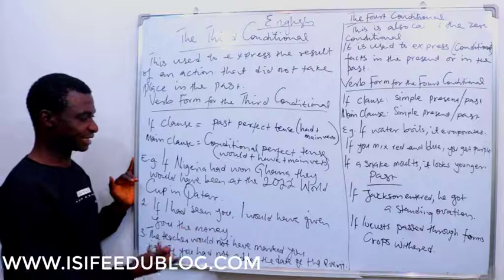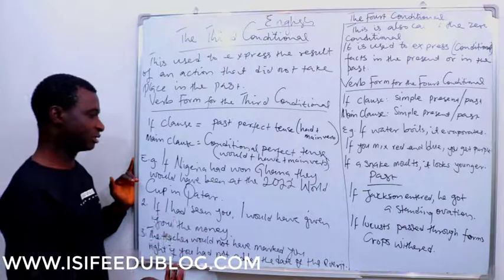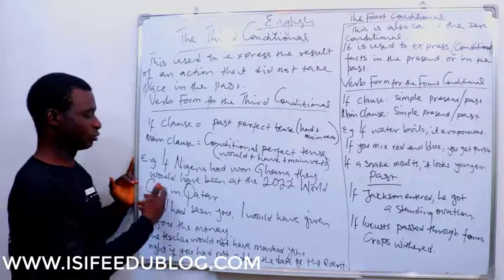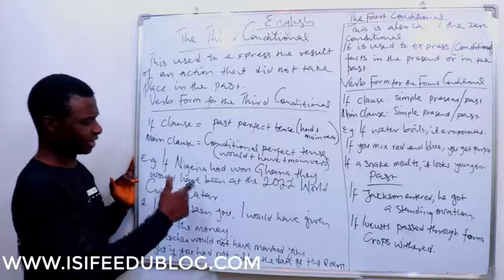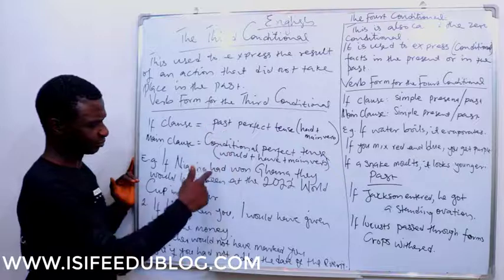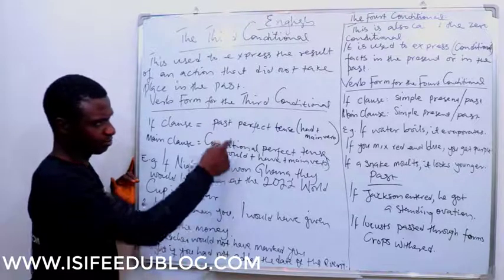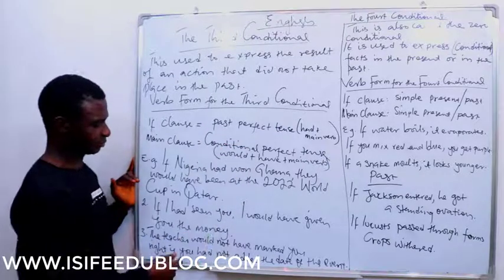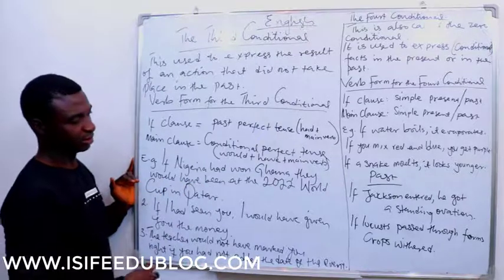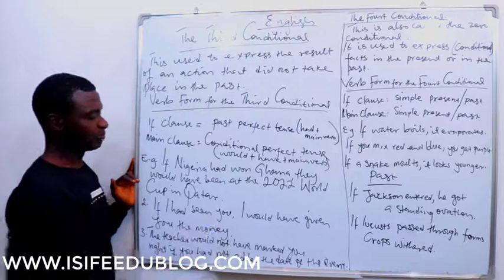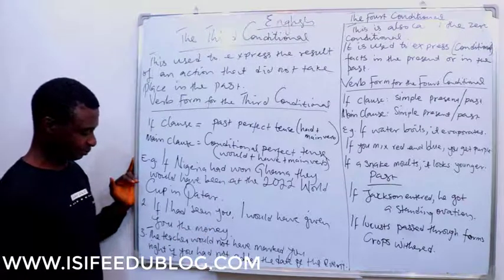So reminiscing it, I said, if Nigeria had won Ghana, they would have been at the 2022 World Cup in Qatar. Now, look at our verb form. Had won, past perfect tense. Would have been is the conditional perfect tense.